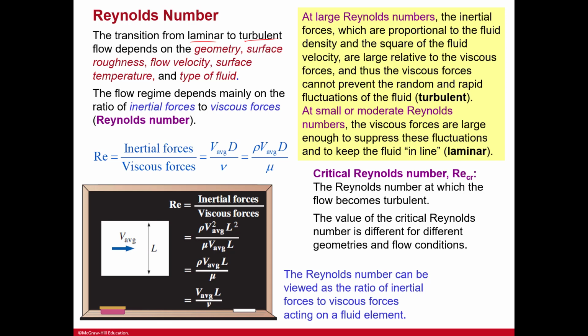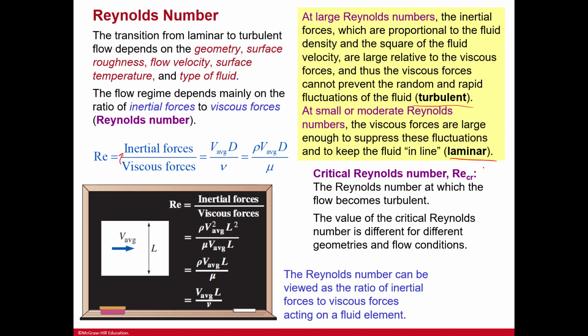The flow regime depends mainly on the ratio of inertia forces and viscous forces, which is the Reynolds number. Right. So taking from that, when you have the ratio that becomes a large Reynolds number, it's because the viscous forces are not large enough to counteract these inertial forces, which result in a turbulent flow. When you have small or moderate Reynolds numbers, those viscous forces are large enough to balance or counteract these inertial forces, and therefore you have something more steady, more streamlined, more inline. You have a laminar flow.